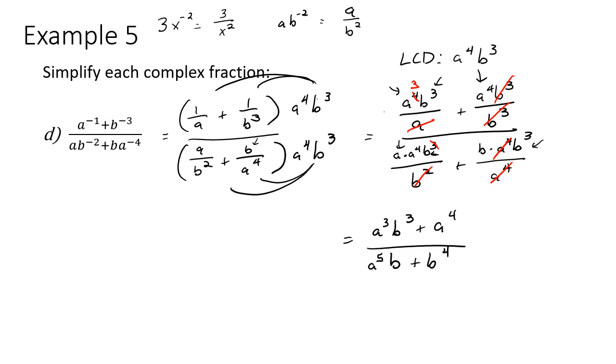There is no common factor between all 4 of these terms. So there is nothing we could factor out and reduce here, because we've got one term that just has a's and one term that just has b's. Nothing cancels. And so this is as good as it gets.